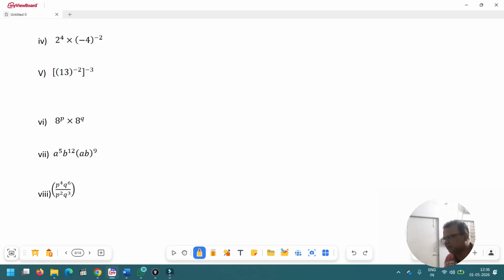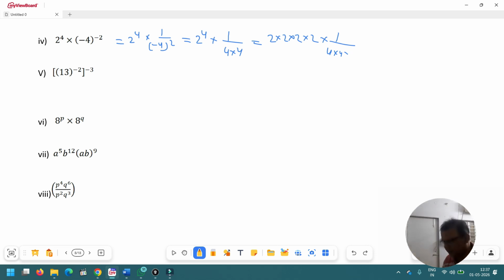Now consider the next question. Equal to 2 to the power 4 into 1 by 4 to the power 2, equal to 4 into 1 by 4 times 4, 16, equal to 2 times 2 by 4 times 4, that is equal to 1.